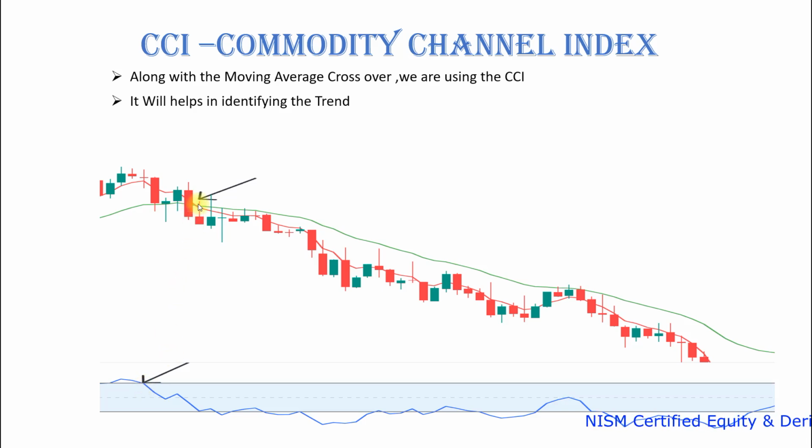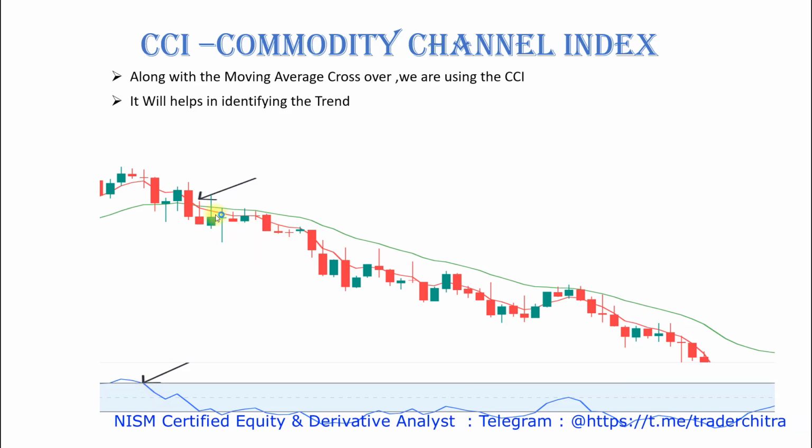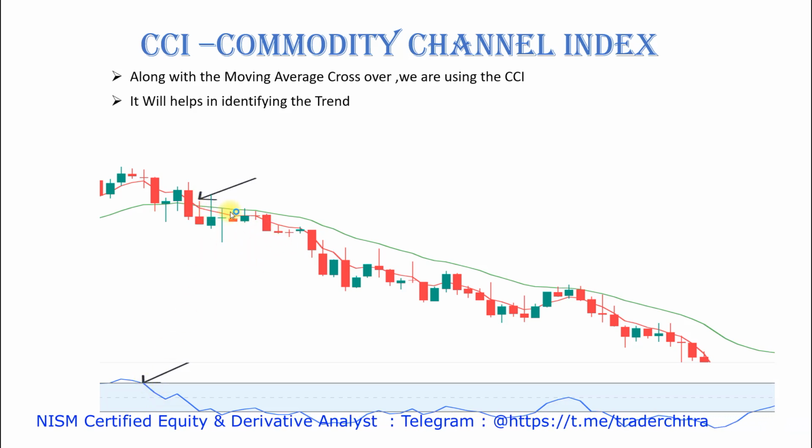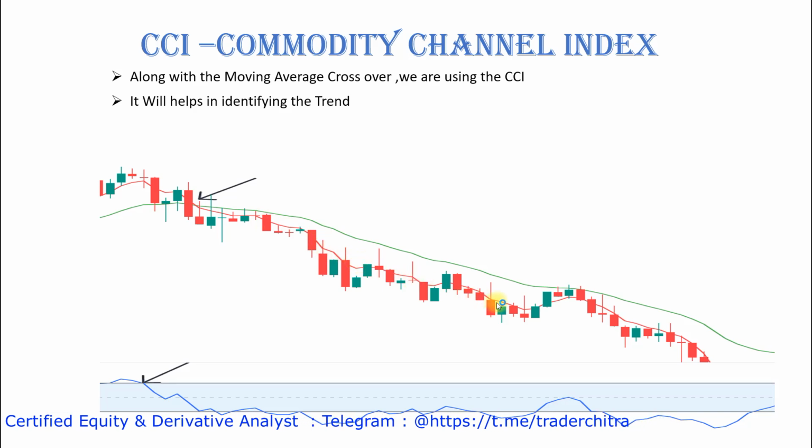So here we can see the bearish crossover is happening. At the same time, we can see that the CCI is crossing 100. So it is coming below the 100 level. So the bearish trend is going to come. You can see here that from there, there is a huge fall in the market. So we are going to use CCI along with the moving average crossover.